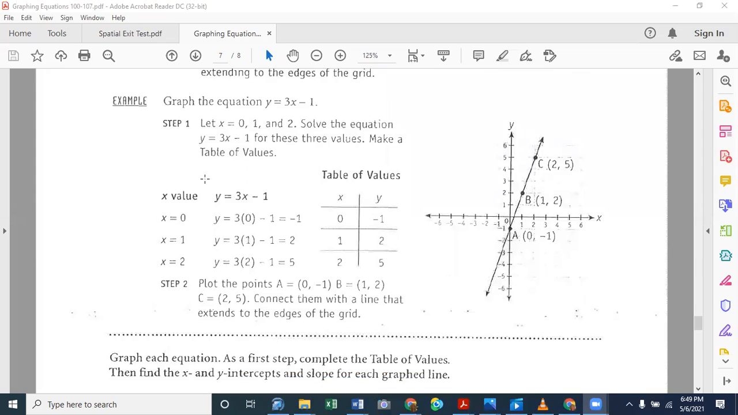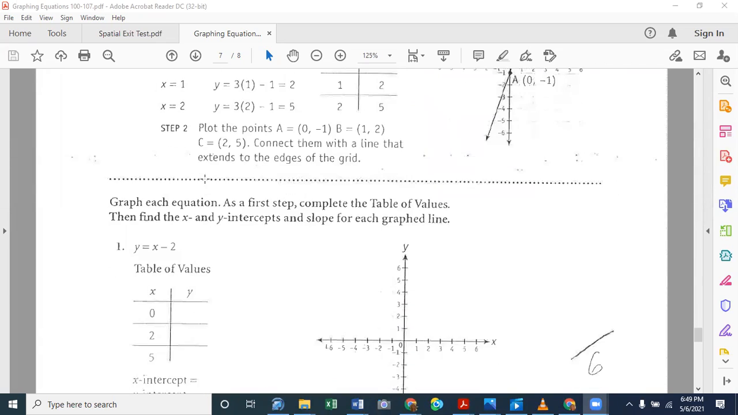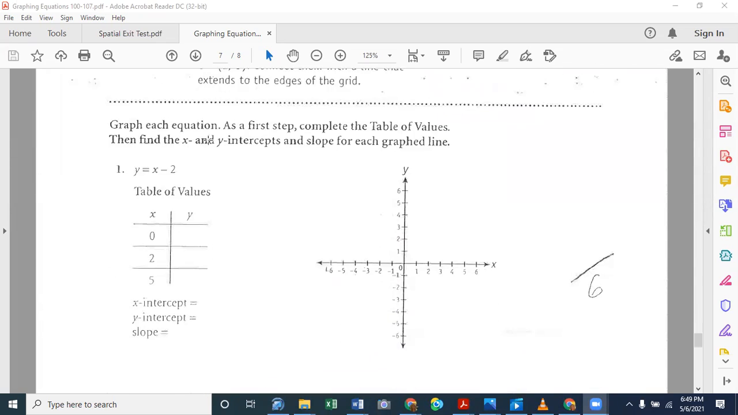Okay, let's see what they want you to do here. They want you to plug in the values. Graph each equation. As a first step, complete the table of values, then find the x and y intercepts and the slope. So you're going to plug in a 0 for x, and what value for y do you get? 0 minus 2 equals negative 2. So there would be your first point that you're going to plot, 0, negative 2.